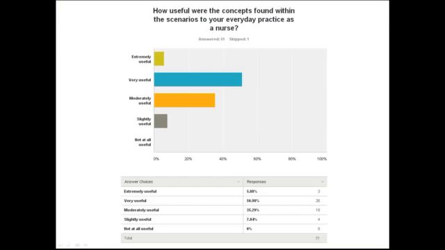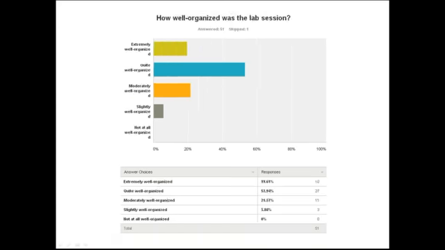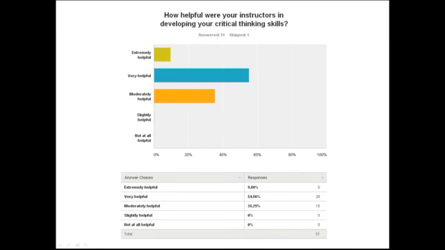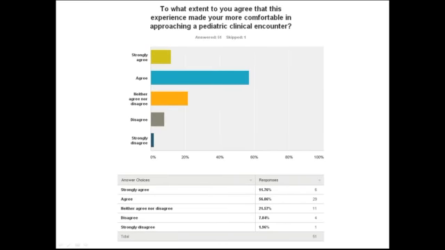So there was pretty positive feedback. The students did feel that the scenarios helped them in their daily practice as a nurse. Likewise, they felt that we were pretty well organized, and they felt that we were concerned about their learning. They felt that we helped them develop their critical thinking skills, and they also agreed that they would be better able to approach a child in the future.